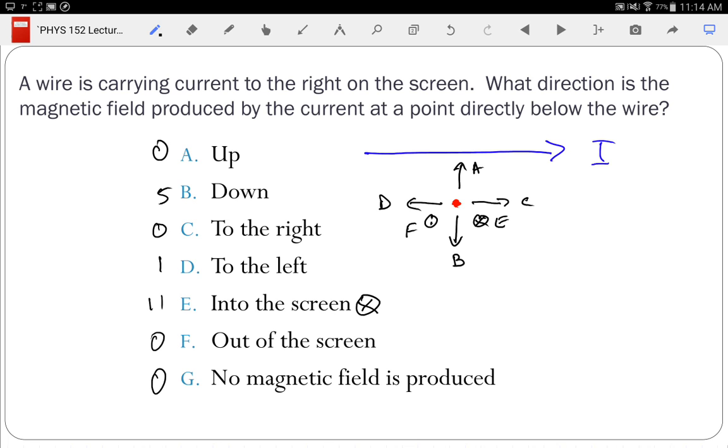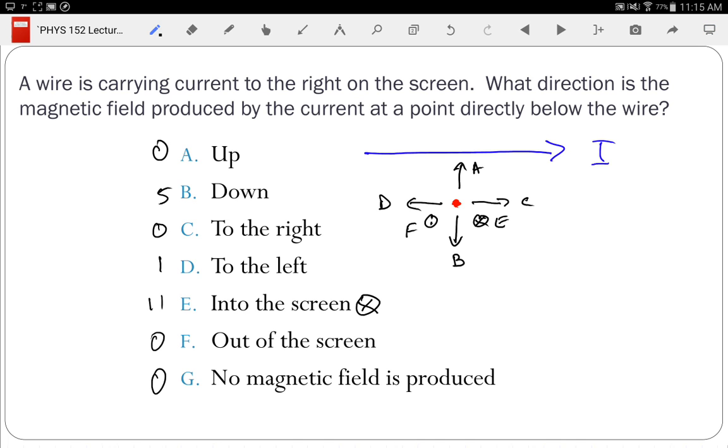So then we have B, down. It is perpendicular, but it's still not correct because we have to use the right-hand rule. And underneath, if your fingers are pointing like this, underneath, we're pointing into the screen. Question, Helene? So if it was above, it would be like out of the screen? That is correct. Okay.